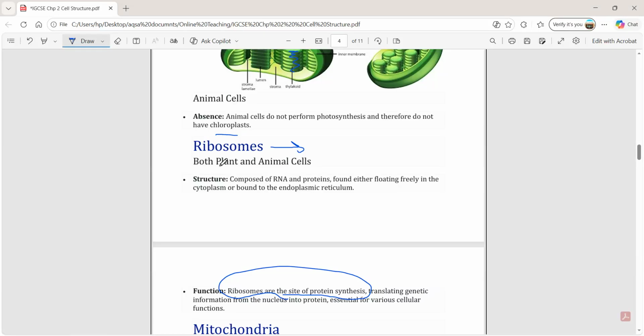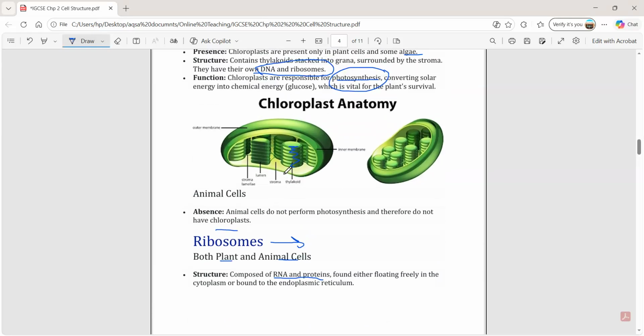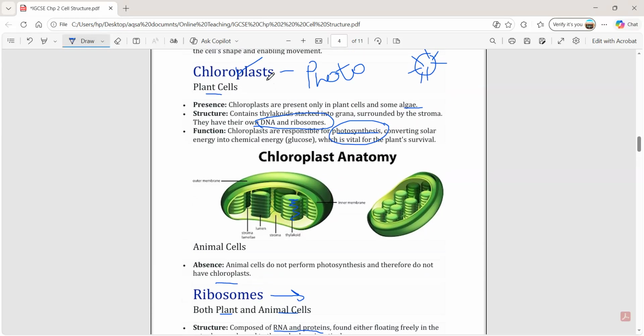Ribosome is present in plant cells as well as in animal cells, so it is present in both, right? That's why we are able to make our own protein, just like the plants. They are able to make whatever protein they need, because they have ribosomes in their structure. Correct? And the structure of the ribosome is composed of RNA and protein. But the chloroplast has its DNA.